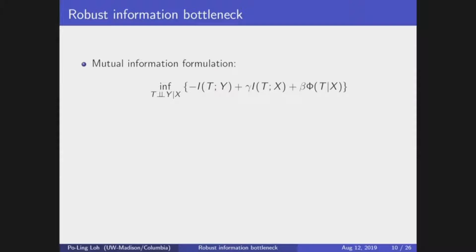OK, so this leads to the robust information bottleneck, as advertised in the title. So what you see here is, again, these I(T;X) and I(T;Y) terms. And then there's going to be a parameter gamma that trades off the compression and the prediction. And then there's going to be another term, which is the regularizer, and that is this Fisher information.